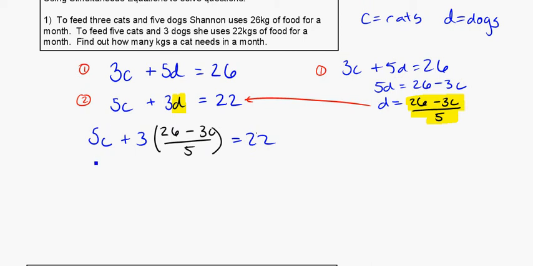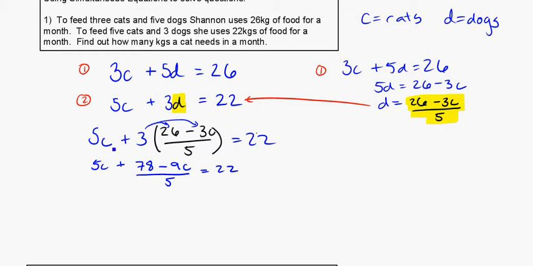So 5C plus, a bit tricky here, but let's figure out what to do with this. Let's expand that 3 through on the top. So 3 times 26 is going to be 78 minus 9C. All of that is still over 5 is equal to 22. And now that I've got that done, I'm going to look at trying to maybe get rid of the fraction on the bottom. So good practice here with fractions.